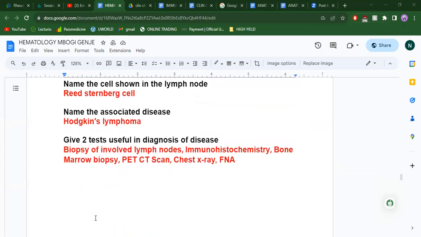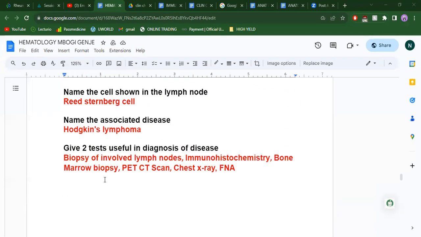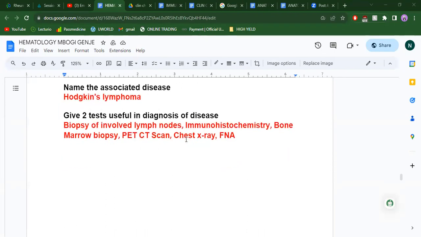Then they'll ask for two tests useful in diagnosis: biopsy of involved lymph nodes, immunohistochemistry, bone marrow biopsy, PET scans, chest X-ray, fine needle aspiration. If they ask, start with biopsy, bone marrow biopsy, then FNA, because this is hematology. If you write immunohistochemistry, they'll still give you marks, but start with the hematological cells. They can even specify hematological cells.